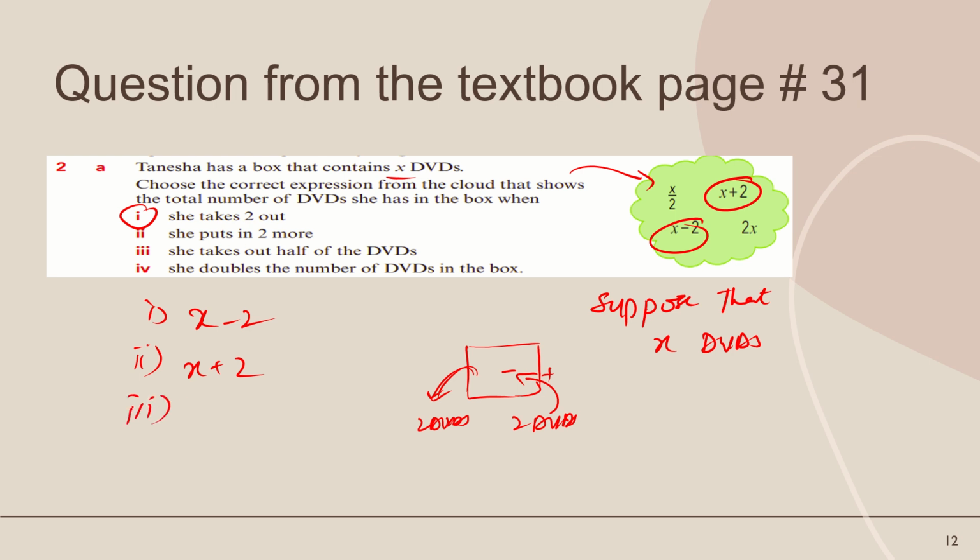The third one is that she takes out half of the DVDs, half meaning x by 2. The fourth one is that she doubles the number, double meaning 2x. She doubles the number of DVDs in the box. So I hope you understand how we can write these sentences in expression form.